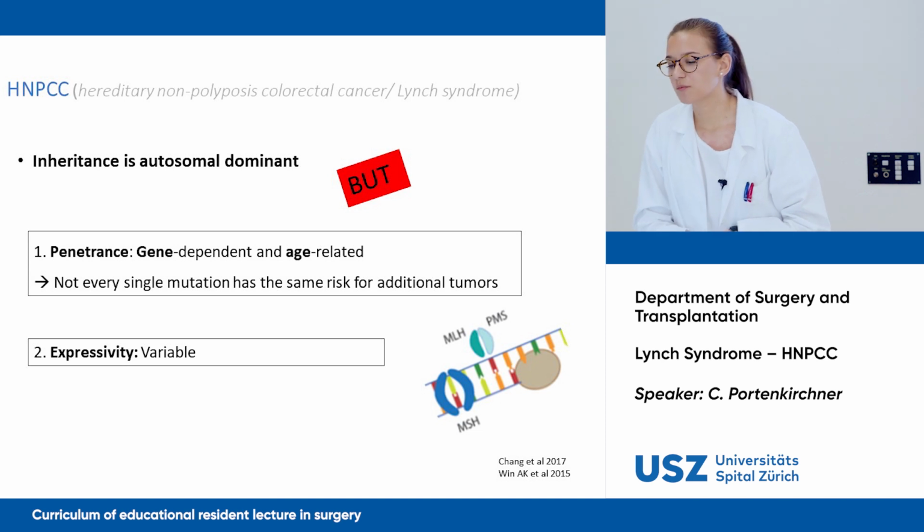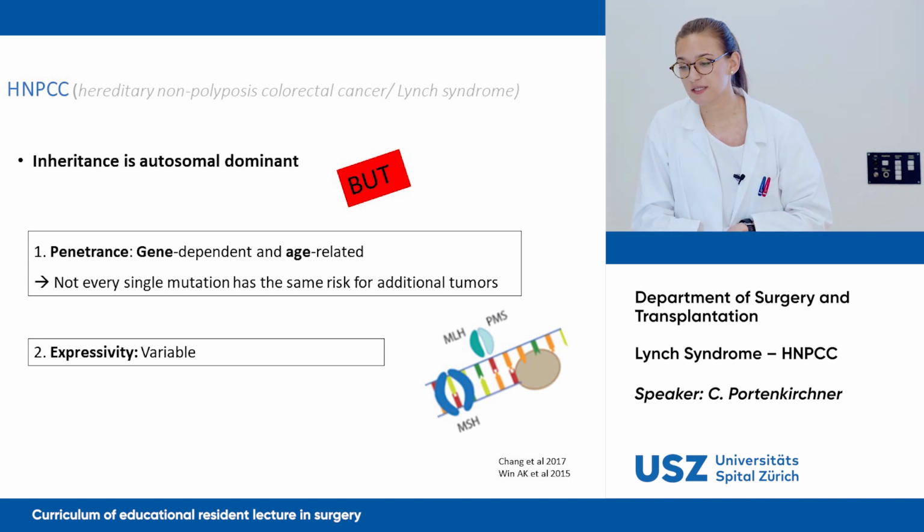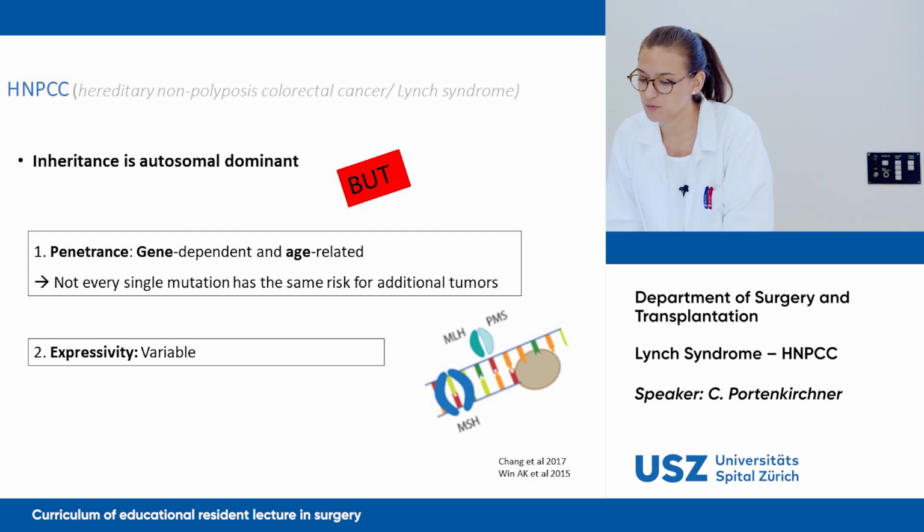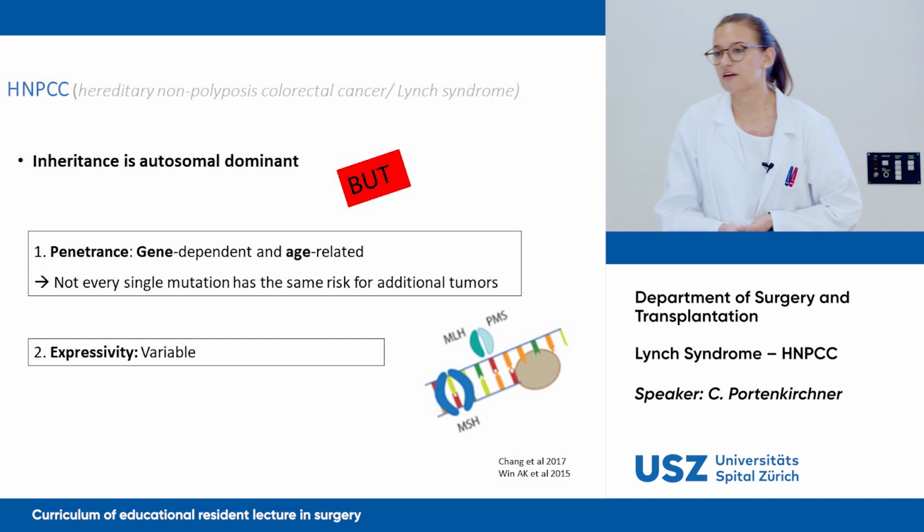So here in Lynch syndrome, it is important that we do have penetrance. As you saw on the slides before, it is important to know which gene is mutated. It's age-related, and not every single mutation has the same risk for additional tumors. And expressivity is very variable in Lynch syndrome patients.